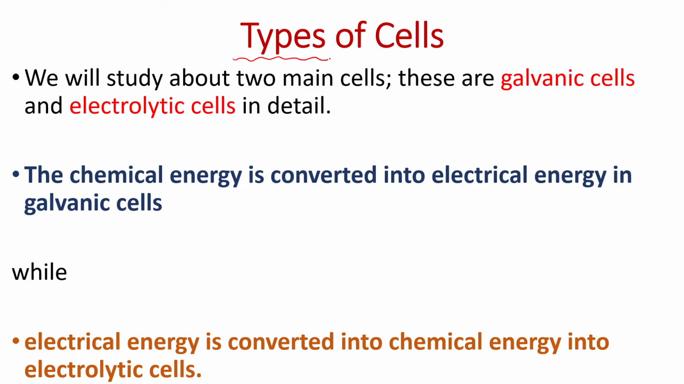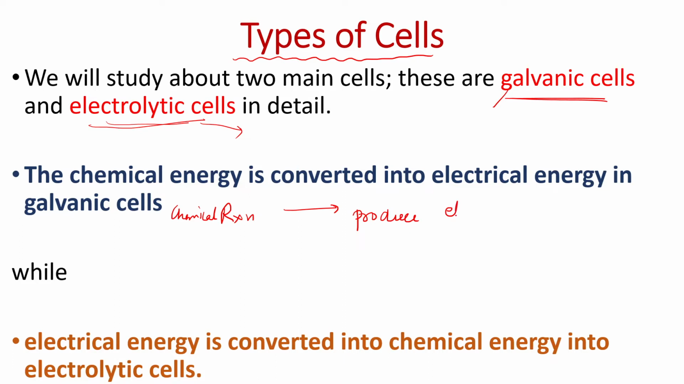Coming to the types of cells. Generally, we will study two main cells. These are galvanic cells and the other one is electrolytic cells. So the basic difference between the galvanic cell and the electrolytic cell is that the chemical energy is converted to electrical energy in the galvanic cell. That means some chemical reaction will produce electricity.